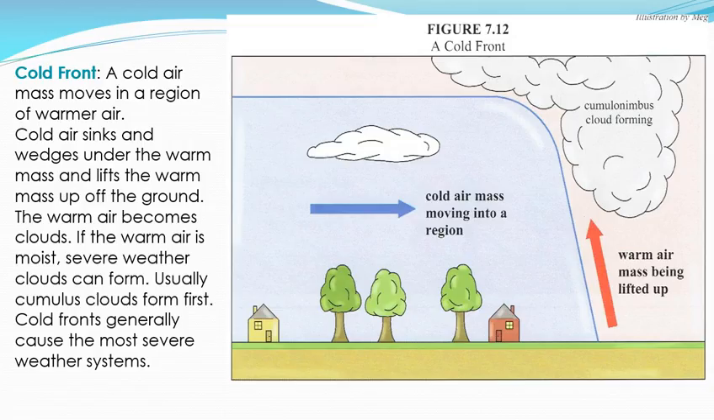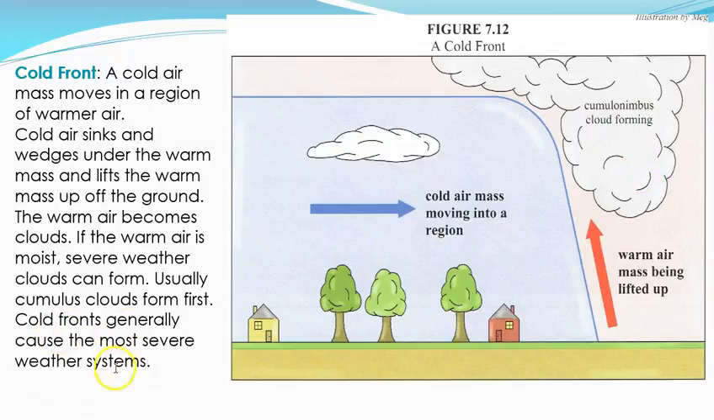Let's look at cold fronts. In a cold front, the cold air mass moves in a region of warmer air. So you can see this cold air mass moving into a region that already has warmer air. Cold air sinks and wedges under the warmer mass and lifts it up off of the ground. The warm air then condenses and becomes clouds. If the warm air is moist, severe weather clouds can form, usually beginning with cumulus clouds and going up to forming cumulonimbus.